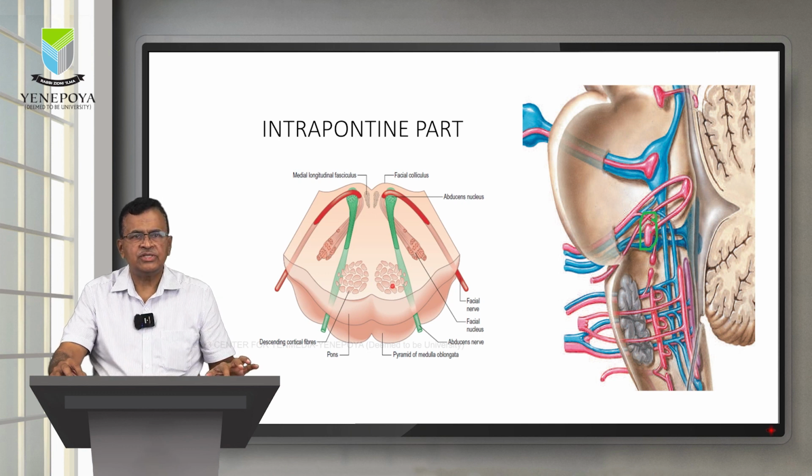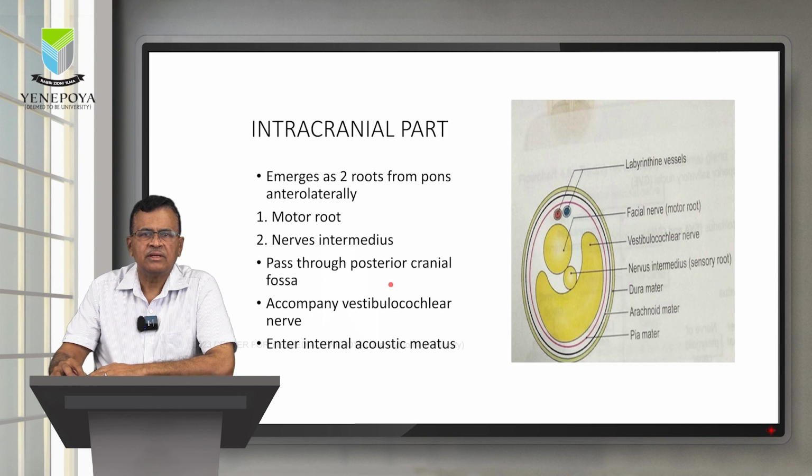The second part of the facial nerve commences at the pontomedullary junction and ends at the internal acoustic meatus, which is hardly 1 inch in length, but very important because it runs through an area called the cerebello-pontine angle. Since this is the commonest site of brain tumor, over 60% of the brain tumors occur in the cerebello-pontine angle.